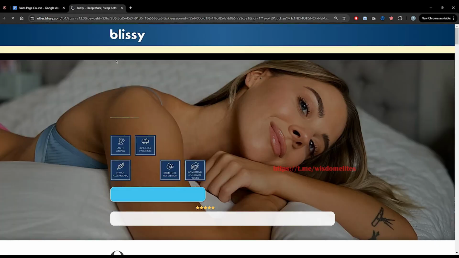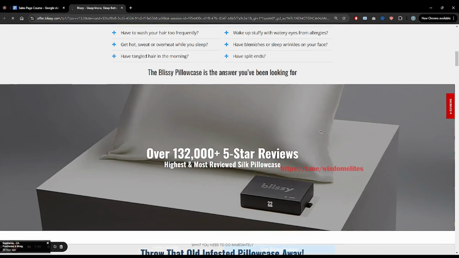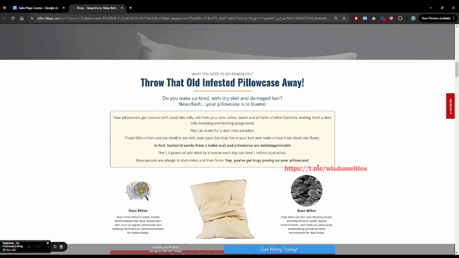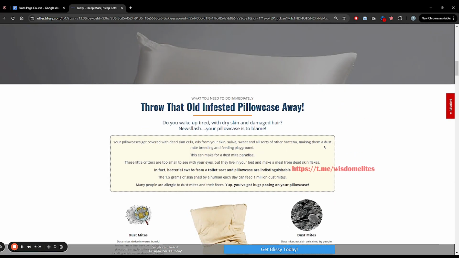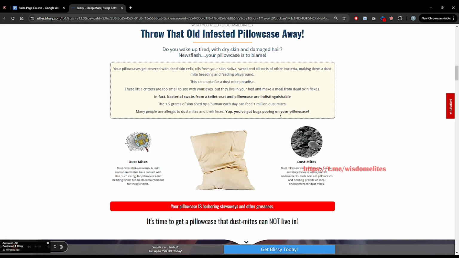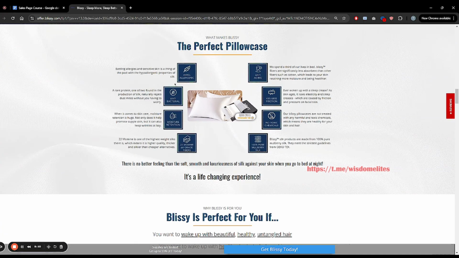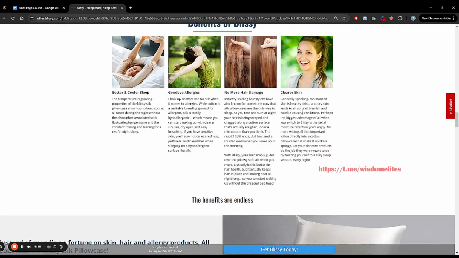For example, here you can see a pillowcase. So it's a pillowcase, nothing special. You might think all pillowcases are the same. But here it talks about how your pillowcase might actually be the reason behind why you're tired, why you have dry skin, damaged hair, maybe even allergies. And then it introduces the solution and explains why it's much better, why it doesn't bring these problems, and so on.